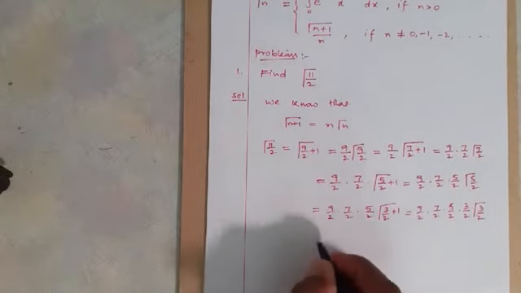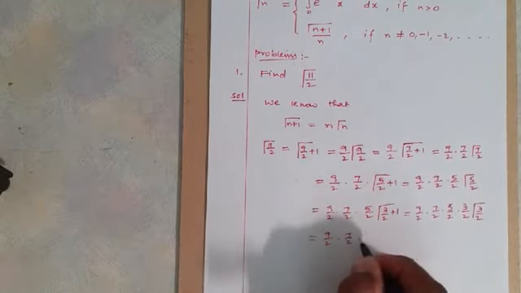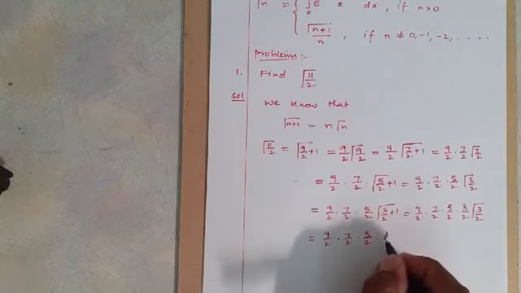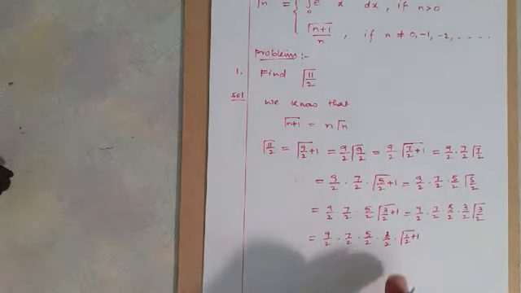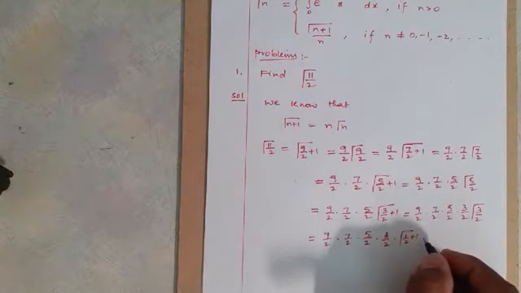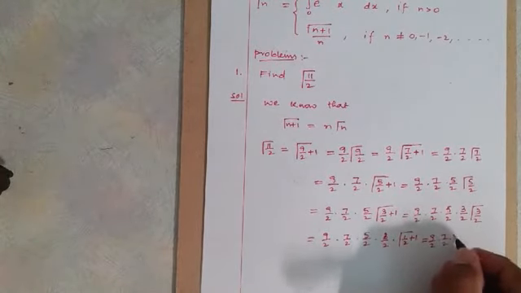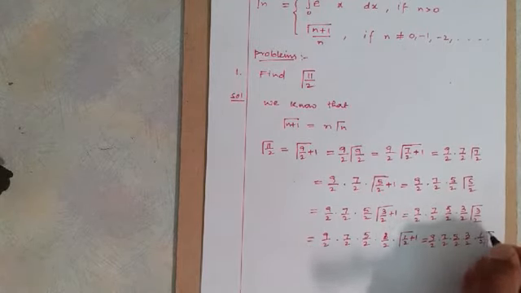Then after this we can write this as 9 by 2 into 7 by 2 into 5 by 2 into 3 by 2 into gamma 1 by 2 plus 1. That is nothing but gamma 1 by 2 plus 1 is gamma 3 by 2. Now this can be written as 9 by 2 into 7 by 2 into 5 by 2 into 3 by 2 into 1 by 2 gamma 1 by 2.